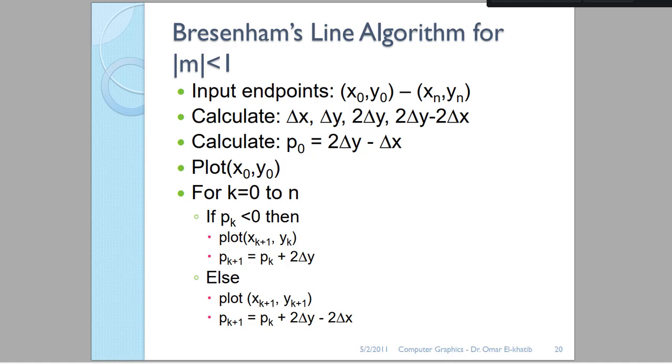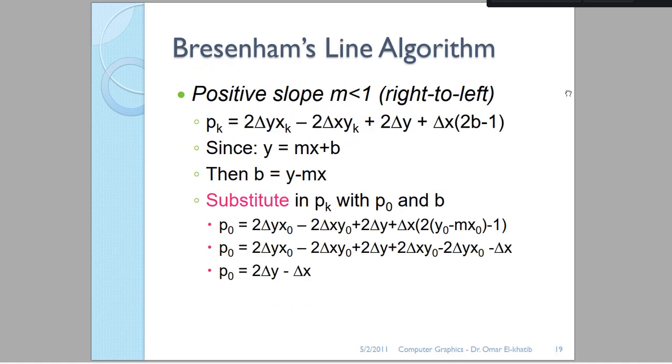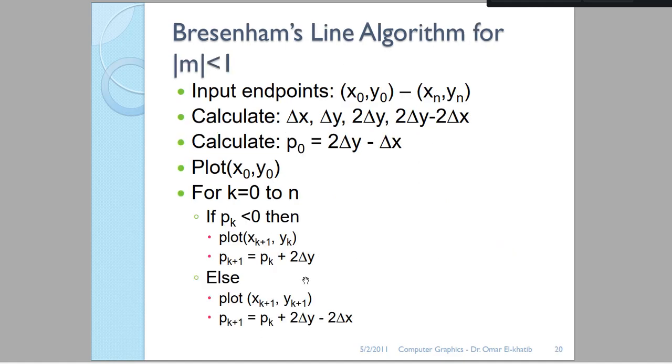Okay, we start with a point p0, and p0 is equal to 2 delta y minus delta x. How do we get this? We get this from these equations. In the last pages I told you many equations. So p0 at the end we get as 2 delta y minus delta x. Okay, so that is our starting point.